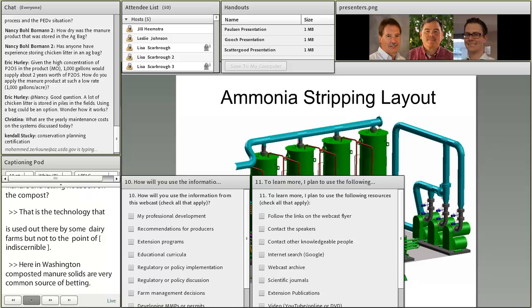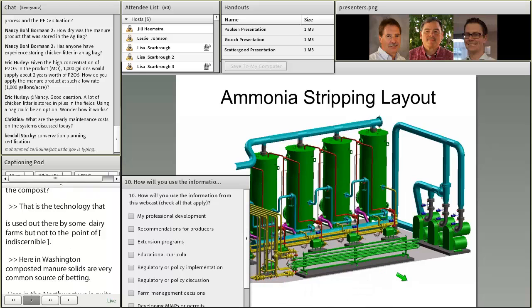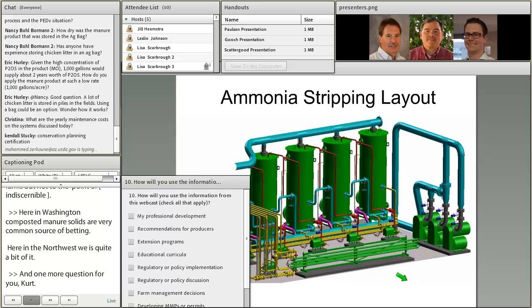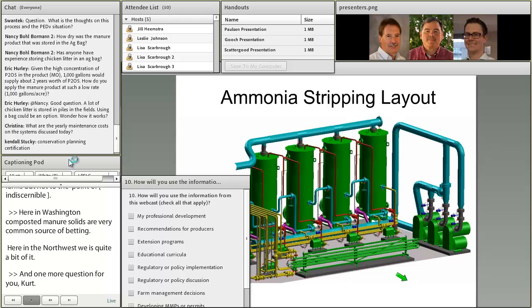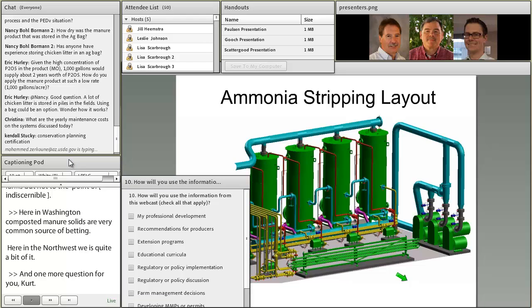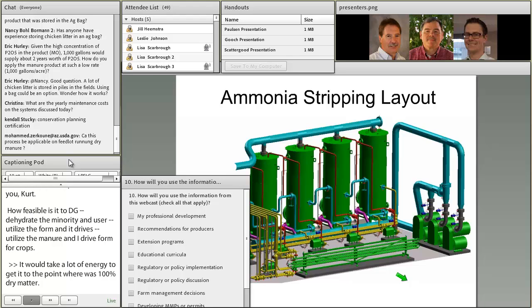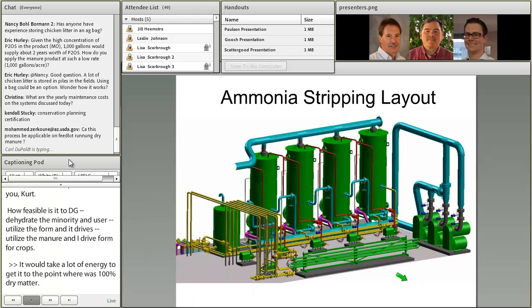And then one more question for you, Kurt. How feasible is it to dehydrate the manure and to use the manure in a dry form for fertilizing crops? It would require a lot of energy to dehydrate manure to the point where it's 100% dry matter. So the cost of doing that would probably be prohibitive. And also the nitrogen would be driven off when that's done. So all the ammonia nitrogen would be gone, and probably some of the organic nitrogen would turn to ammonia nitrogen during the drying process. So the nitrogen would not be as valuable as when treated otherwise.